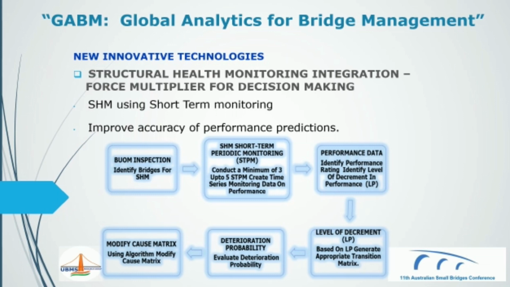Under this protocol, elements of the bridge which show extreme distress are monitored for a short duration of time to observe the decrement in performance. The algorithm in GABM then uses this decrement in performance to make changes to the cause matrix generated during inspection, which subsequently results in deterioration models.